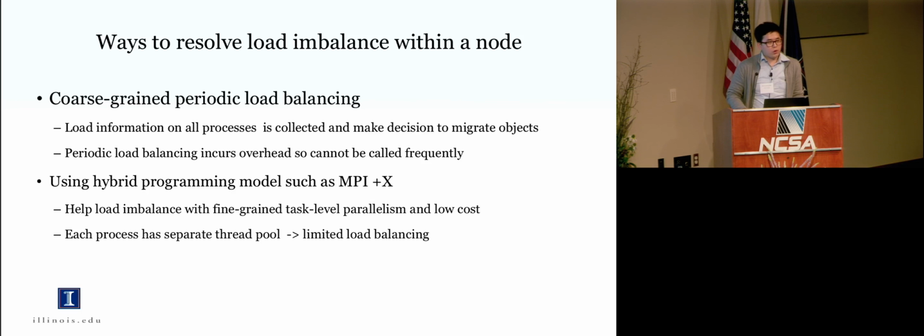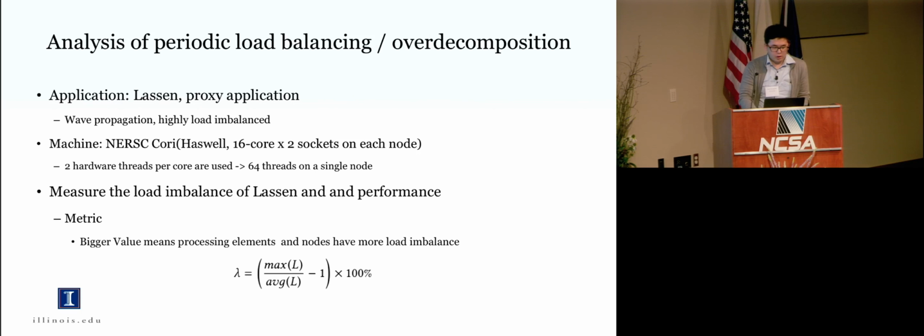So the other way we use for load balancing is to use hybrid programming models such as MPI plus X. So we resolve load imbalance using more fine-grained tasks from task parallelism such as OpenMP. But each process has a separate thread pool, so it has some limitation in load balancing. So first I'll show you the analysis.